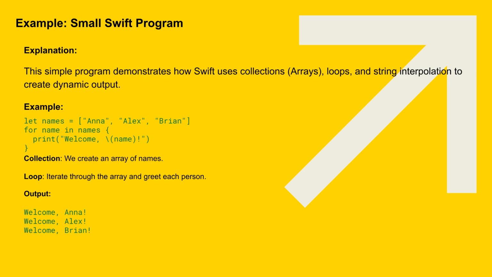This example shows a simple Swift program that iterates over an array of names using a for-in loop and uses string interpolation to print a dynamic greeting for each person.